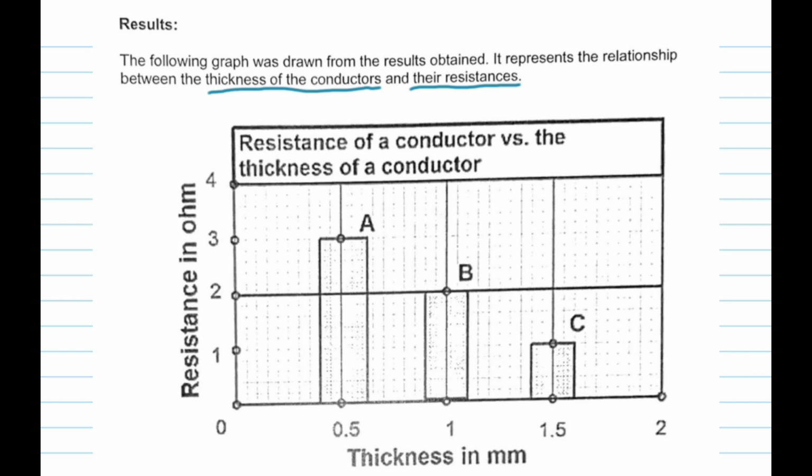So let's quickly remind ourselves, where does which go on a graph? So thickness of the conductor, that is always the independent variable here, and the independent variable goes on the x-axis. In this case, the resistance is the dependent variable, so the dependent variable will go on the y-axis.